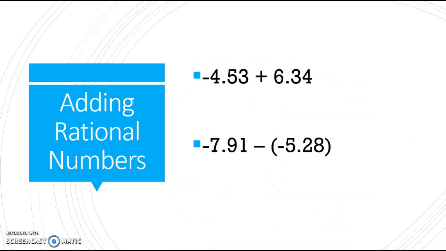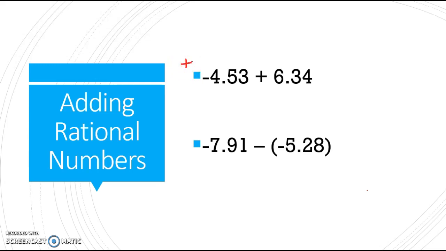So I've got two decimal problems here. The best way to approach these problems is first decide, do I have more negatives or do I have more positives? Since we see that they're different signs, I've got 4 and 53 hundredths negatives, 6 and 34 hundredths positives. So here I actually start with more positives so I can decide my answer is positive.